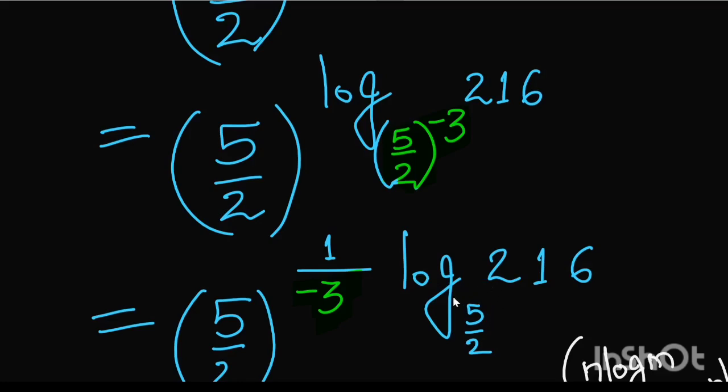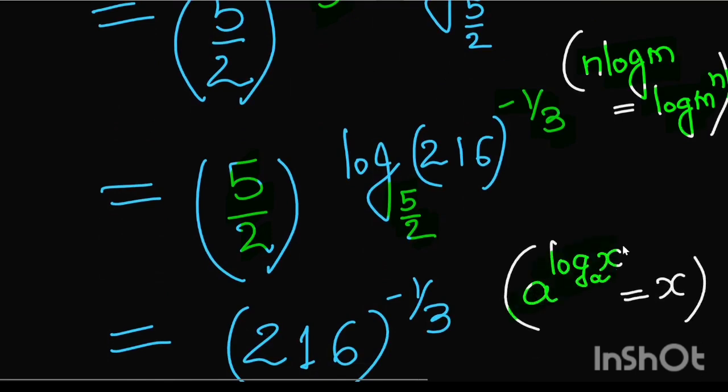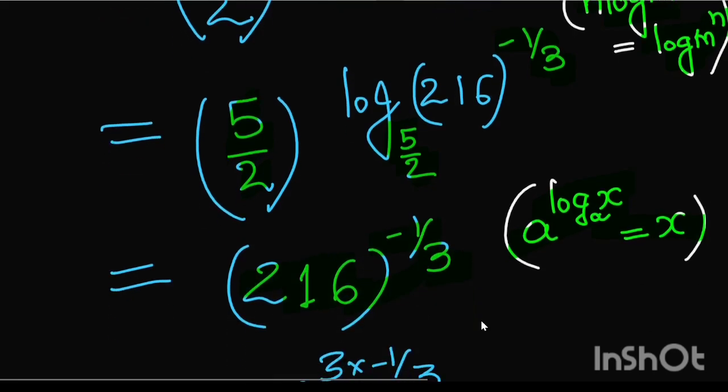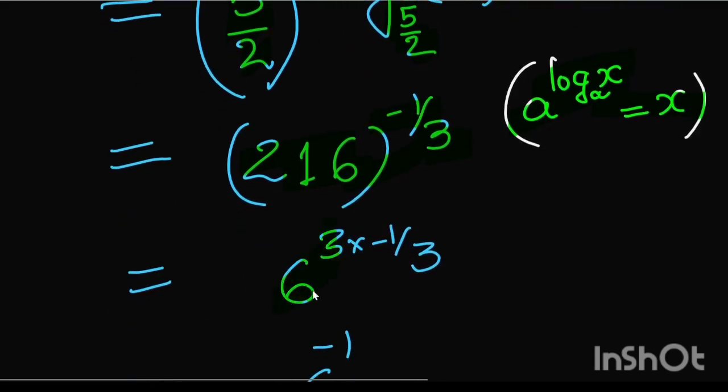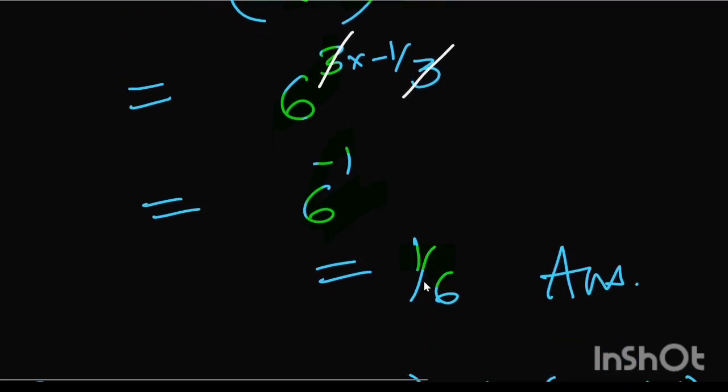Okay, so now 216, this minus 1 by 3 will go in the power using n log m is equal to log m to the power n. So now 5 by 2 here and 5 by 2 in the base also, using the property a to the power log x base a equals x, we can write this as 216 to the power minus 1 by 3. 216 can be written as 6 cube. So 3 and 3 cancel out, we are left with 6 to the power minus 1, which is what, guys? Which is 1 by 6, and that is the answer to this.